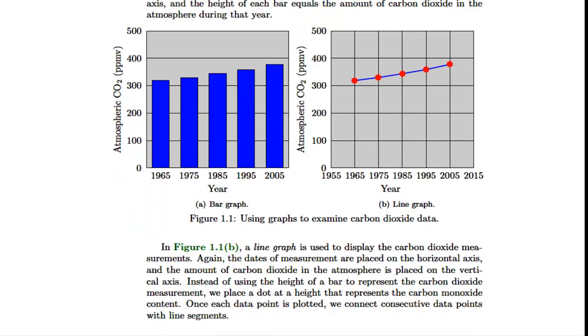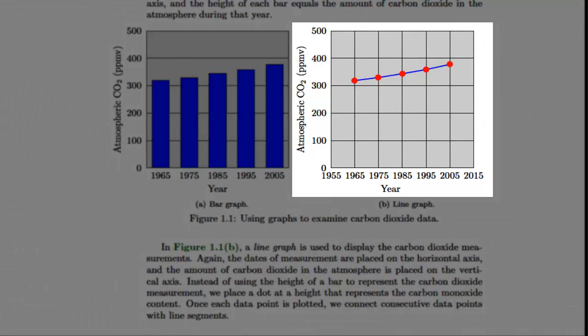In Figure 1.1b, a line graph is used to display the carbon dioxide measurements. Again, the dates of measurement are placed on the horizontal axis, and the amount of carbon dioxide in the atmosphere is placed on the vertical axis. Instead of using the height of a bar to represent the carbon dioxide measurement, we place a dot at a height that represents the carbon dioxide content. Once each data point is plotted with a dot, we connect consecutive data points with line segments.